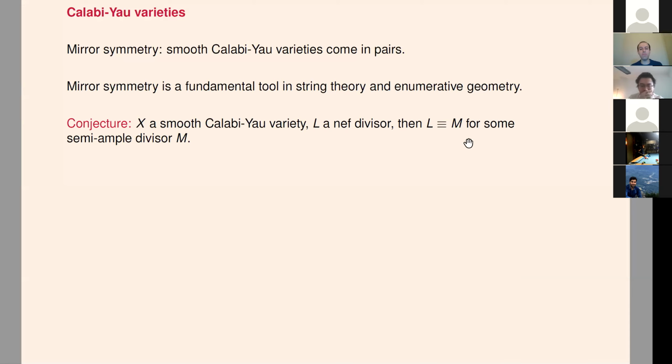In other words, some multiple of this divisor is generated by global sections. Of course, here you have to take this. Otherwise, for example, if you take elliptic curves, you can find divisors which are numerically trivial, so they are nef by definition, but they are not torsion. No multiple is generated by global sections, so you have to take this numerical equivalence. So if L itself is not semi-ample, something close to it is semi-ample. And this is open already in dimension 3.